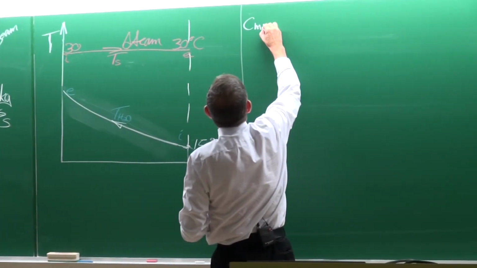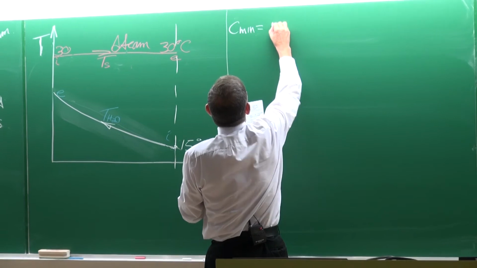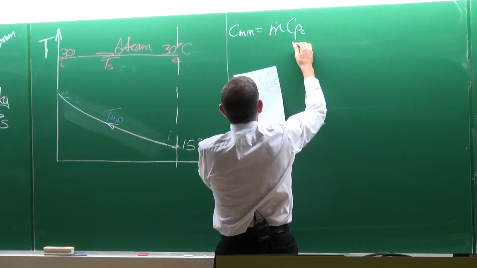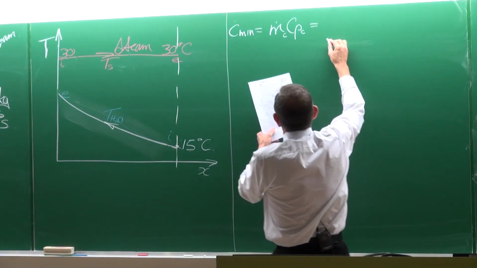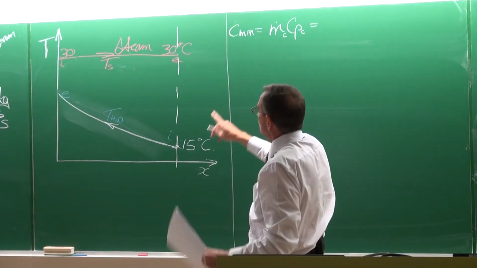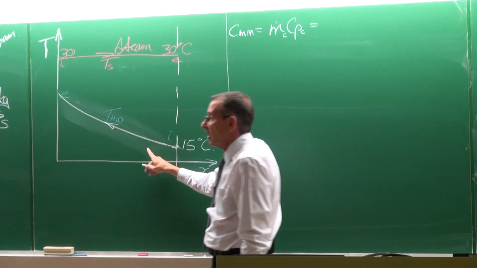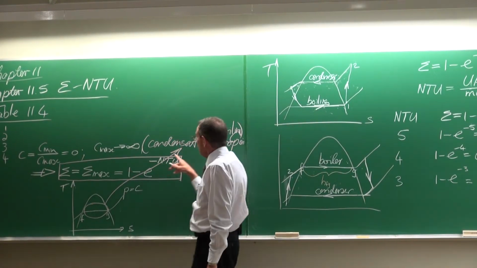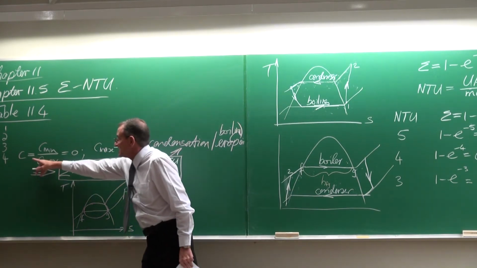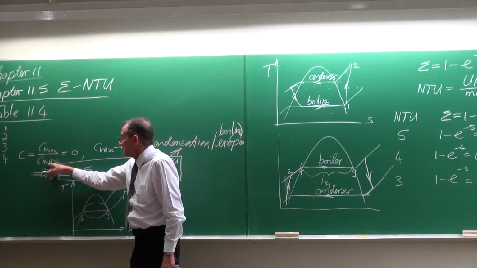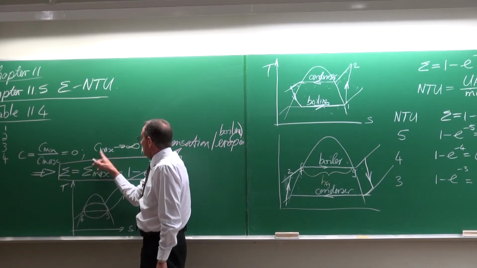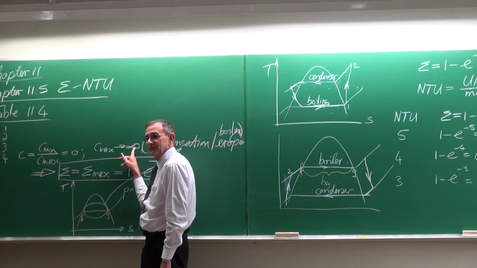Now C minimum, or one of the C's, would be equal to the mass flow rate multiplied by the Cp, and it should be on the cold side. And we are going to use the water side for that. Why? Because of this. If we've got condensation or evaporation, it means that the ratio C minimum divided by C maximum is 0. Why? Because C maximum is infinite.